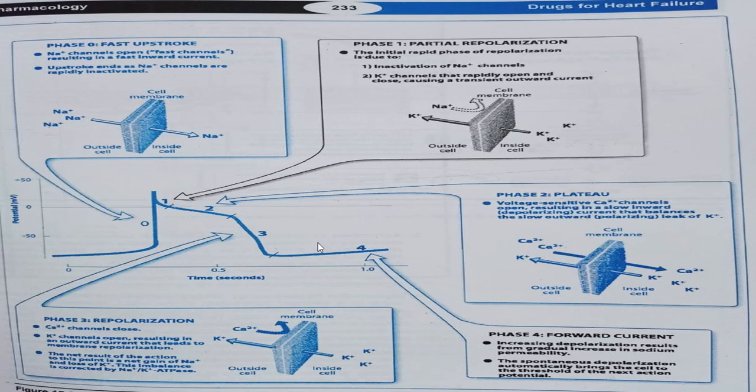Now come to the phase 3. What happens in this phase 3? It is also known as the rapid repolarization of the cardiac cells.